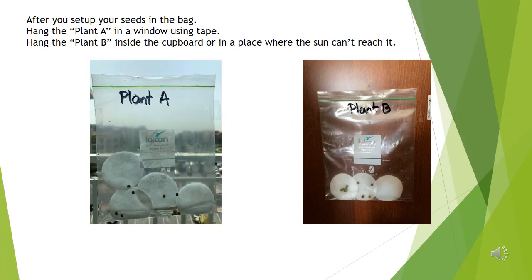After you set up your seeds in the bag, hang plant A in a window using tape. Hang plant B inside a cupboard or in a place where the sun cannot reach it.